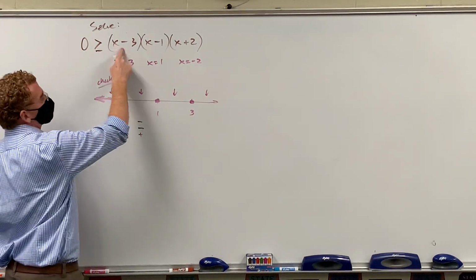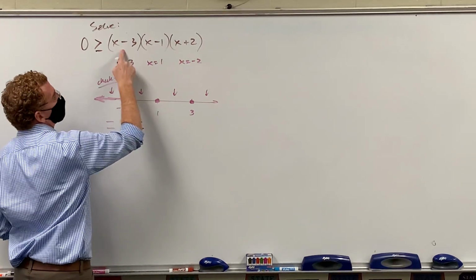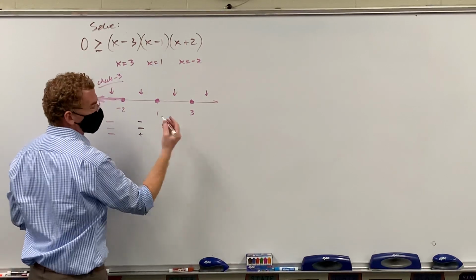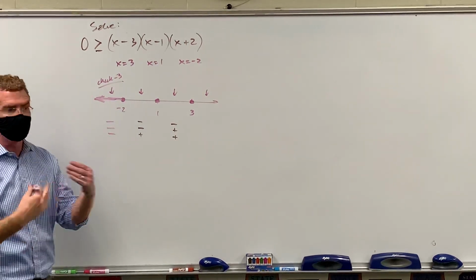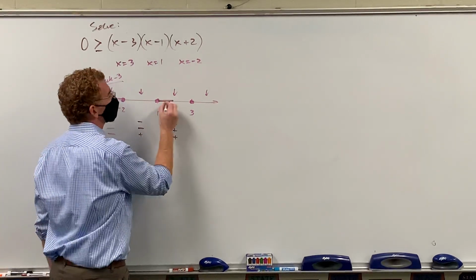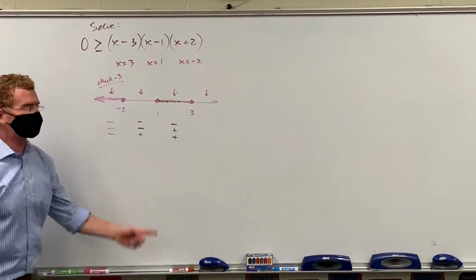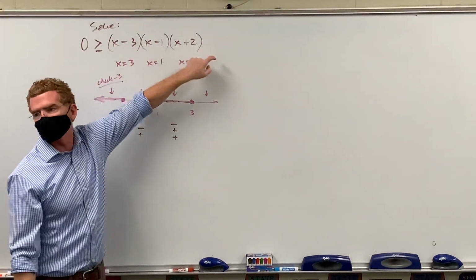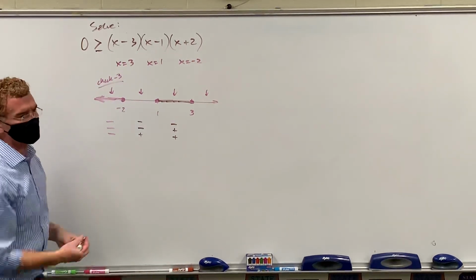2. What happens when I check a 2 in all three? I get negative, positive, positive. What does that give me when I multiply them? Negative. A negative. Is that true? Yes. And then finally, what happens when I check a 4 in there? Plus, plus, plus. I'm not shading plus, plus, plus here.